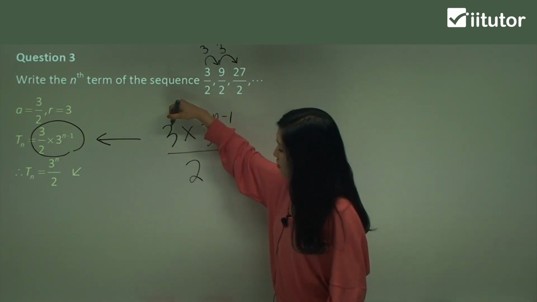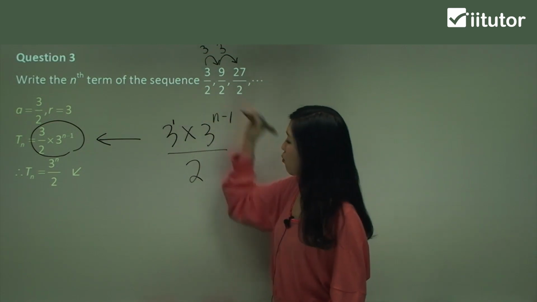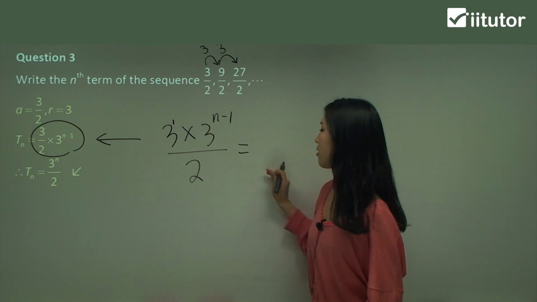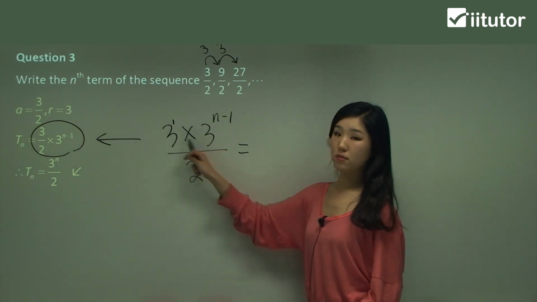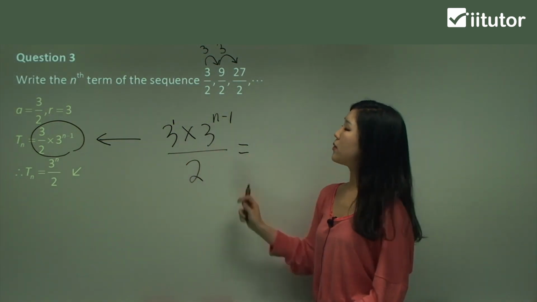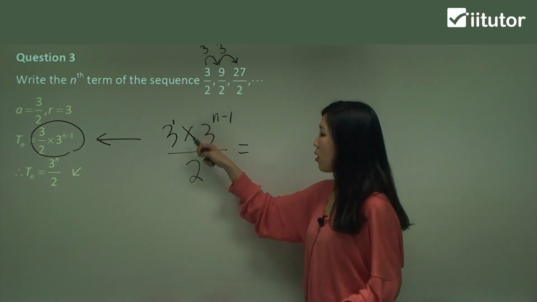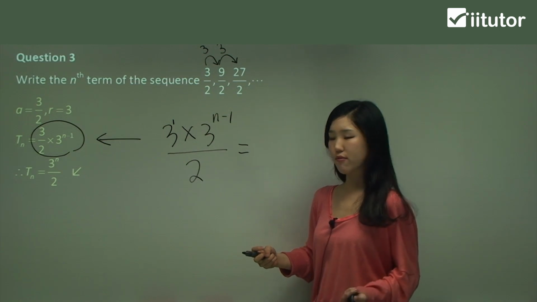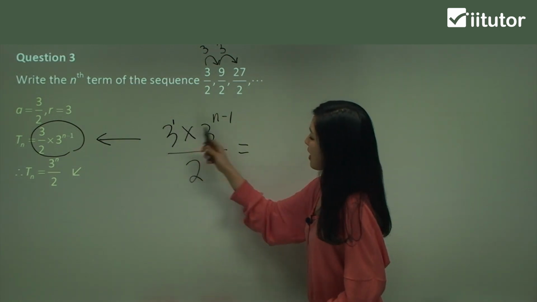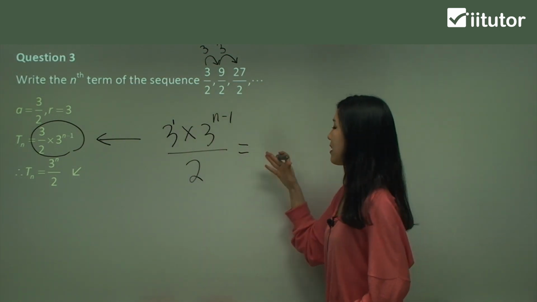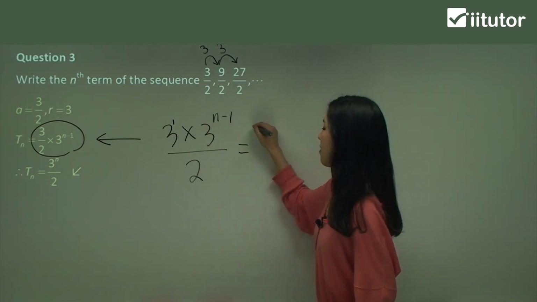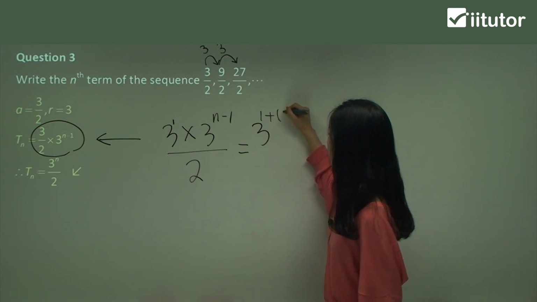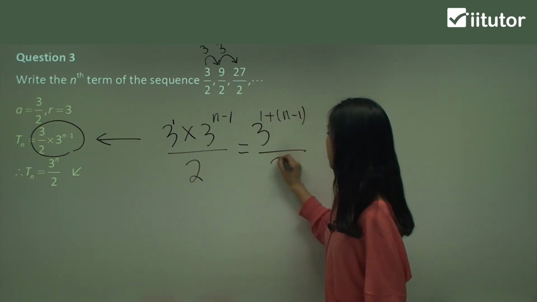Now look, this 3 is 3 to the power of 1 basically, isn't it? So basically guys, see how the base is all the same? It's both 3. So what do we do if the base is the same and we're multiplying? We simply add the indices, don't we? Hope you haven't forgotten that. When the base is the same and we're multiplying, we simply add the indices. So what I'm going to do is add these together like this: 3 to the power of 1 plus n minus 1, over 2.